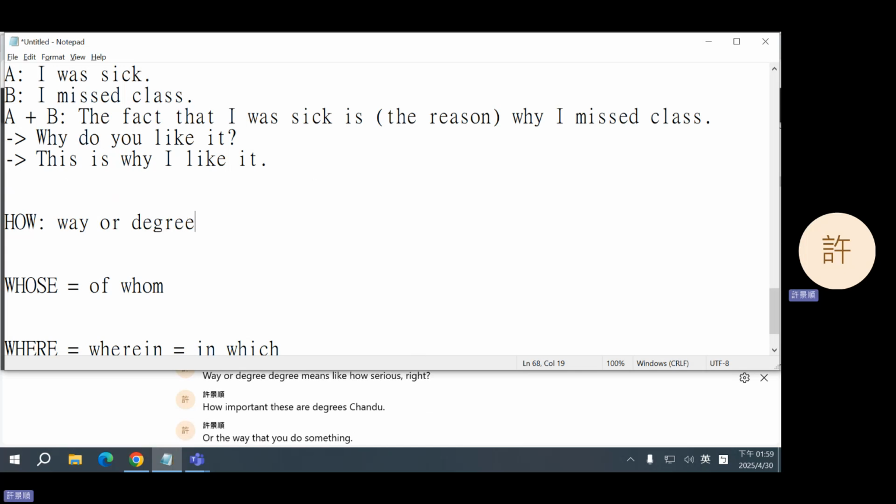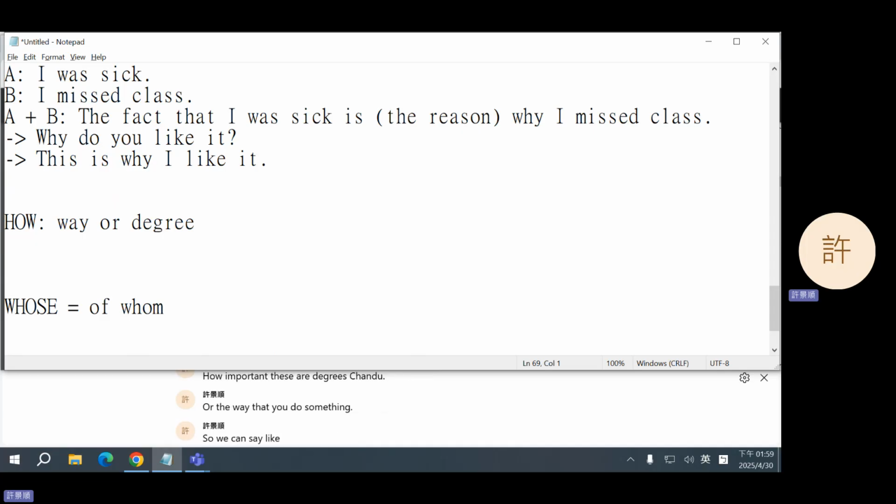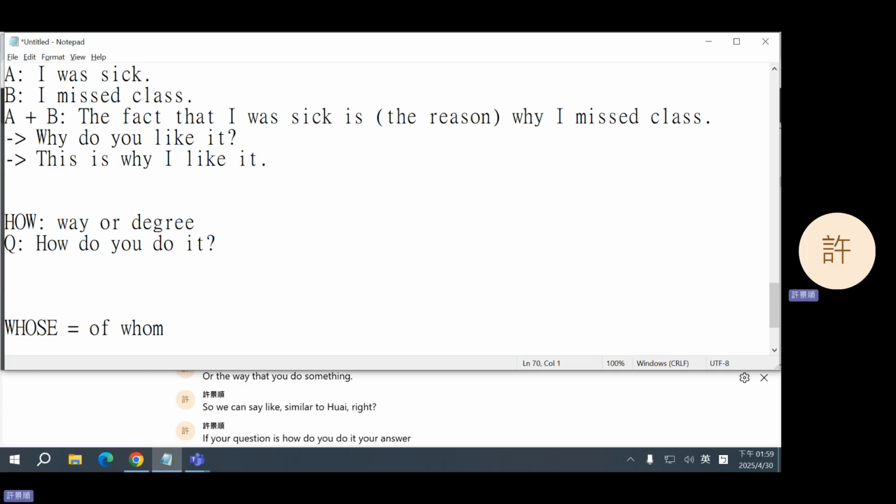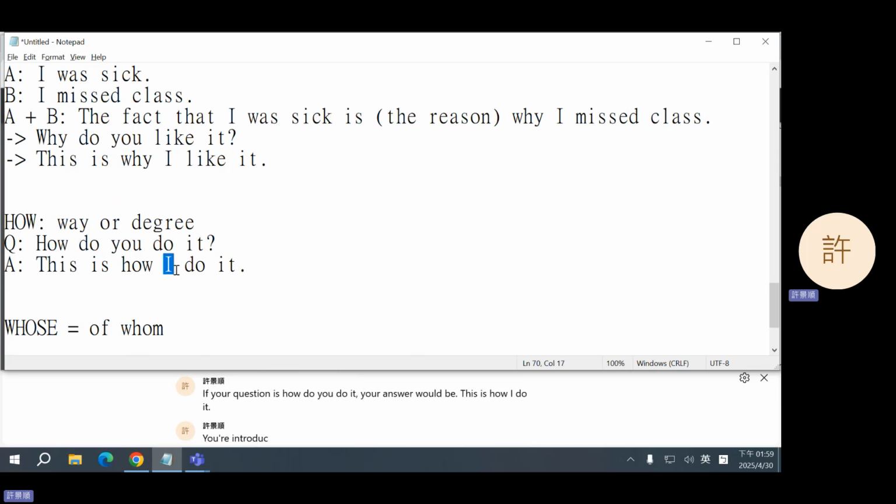So we can say it's similar to why, right? If your question is how do you do it, your answer would be this is how I do it. You're introducing a noun clause. So this is way.